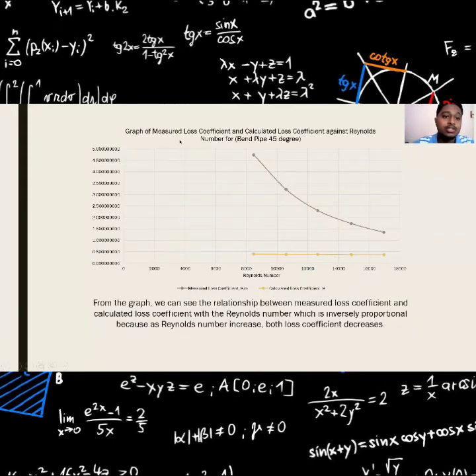And here, okay, so this is the graph of measured loss coefficient and calculated loss coefficient against Reynolds number. This one is for bend pipe 45 degrees. So from this graph, we can see the relationship between measured loss coefficient and calculated loss coefficient, which is inversely proportional to Reynolds number. Because as Reynolds number increases, both loss coefficients will decrease.